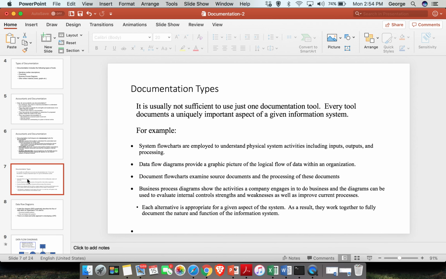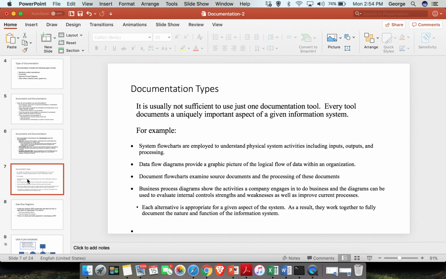Some documentation types: system flowcharts, which are sort of beyond the purview of this course, but they cover understanding the physical system activities. So what types of storage are we using? Tape or disk or offline or cloud? What types of processes are we using for processing our payroll or our accounts payable? What type of edit checks are we using? So it's sort of complex. It looks at what is going on in the system. It's sort of beyond what we do in here, but if you took a systems analysis course, it certainly would be something that you would evaluate and look at.